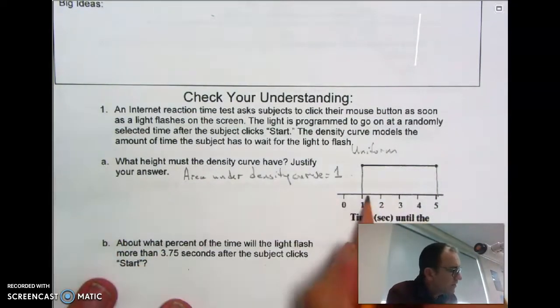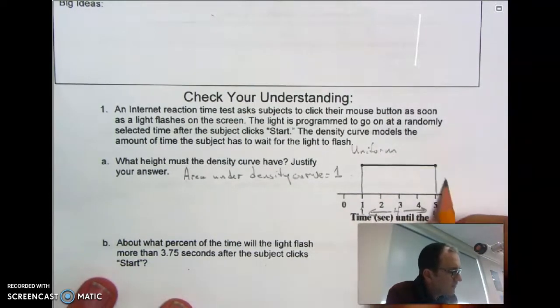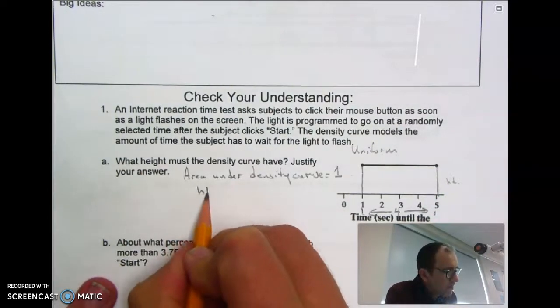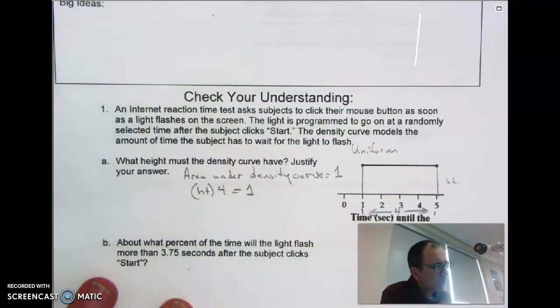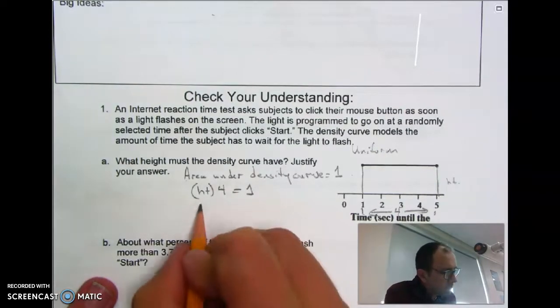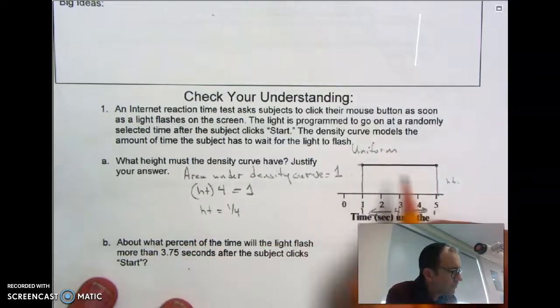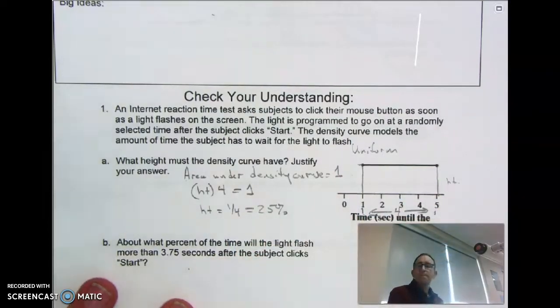So the length of the rectangle from 1 to 5 is a distance of 4. So the height of this rectangle, which is what we're looking for, the height times 4 has to give us the area of 1, or 100%. So that means the height has to be 1/4. So this distance right here has to be 1/4, or 25%, whichever way you like to think of it.